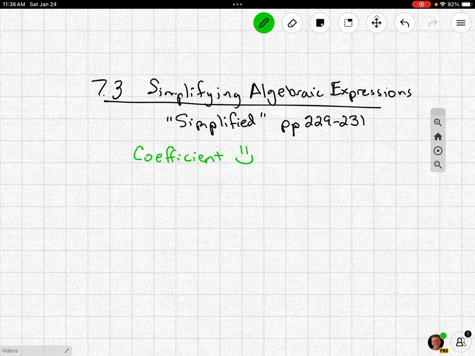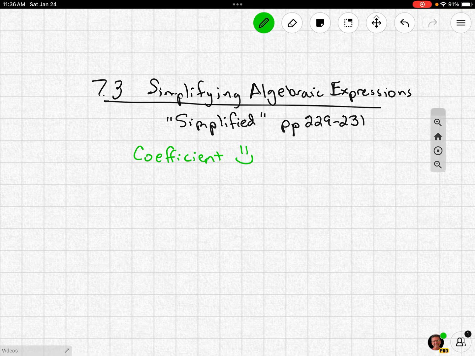We are now on lesson 7.3, where we're going to learn to simplify algebraic expressions. By now, you should know what an algebraic expression is. It's like a math problem, kind of. It's got letters in it, numbers in it, maybe some multiplication, addition, subtraction, division. That is an algebraic expression.